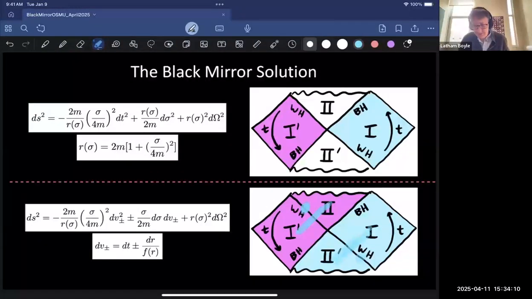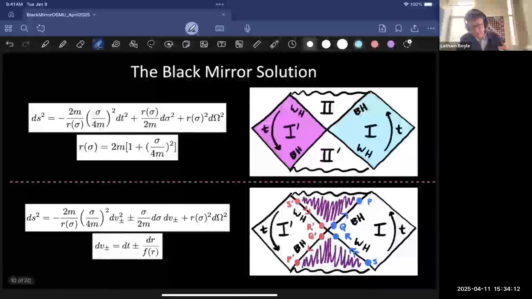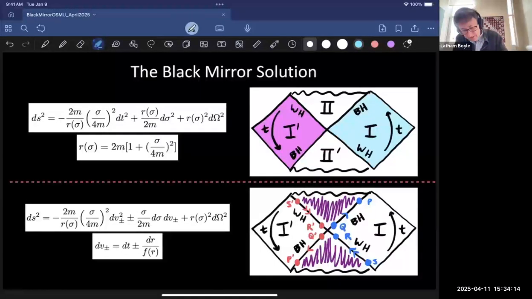But now, if we do both of those things, we arrive at this picture. I'm showing here that each point P on this horizon is identified with its corresponding antipode P prime on the opposite horizon. Q is identified with Q prime. Also on the white hole horizon, R is identified with R prime, S is identified with S prime, etc.